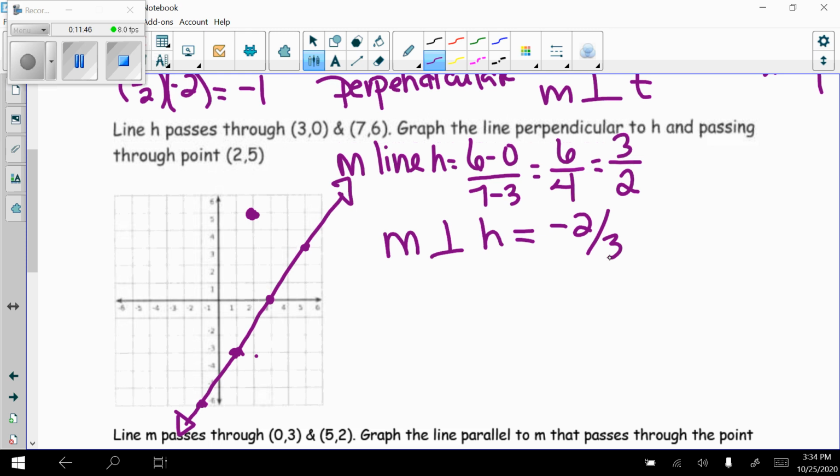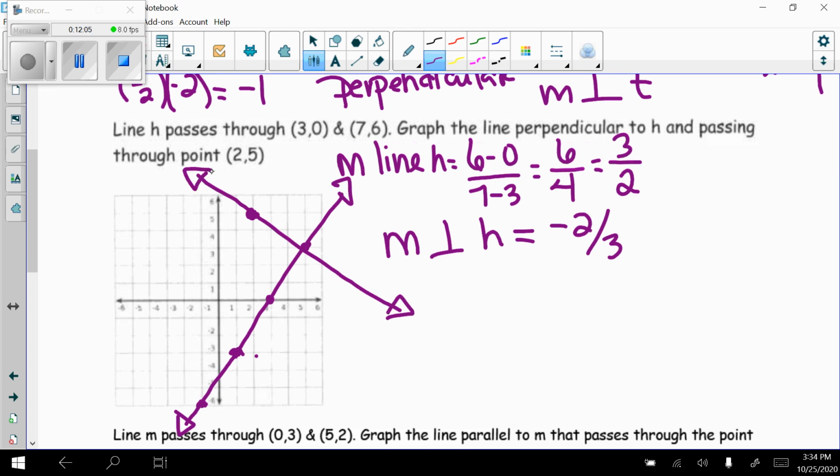So I go back to that point we just plotted, (2, 5). My slope is negative 2/3, so that means I'm going to go down 2 and over 3. I see it crosses right there. I can go ahead and draw that line. Again, arrows at both ends to show it's a line.